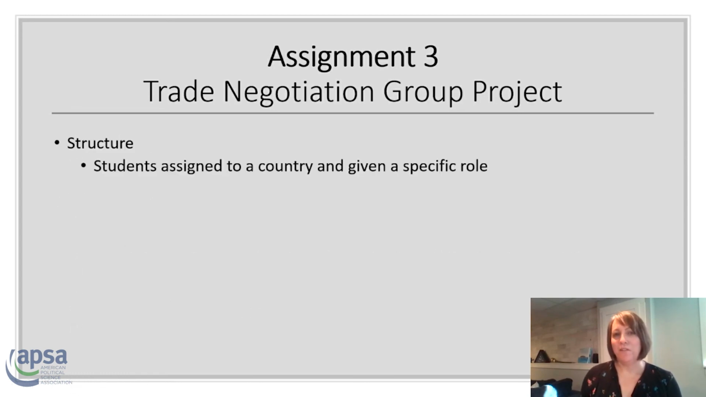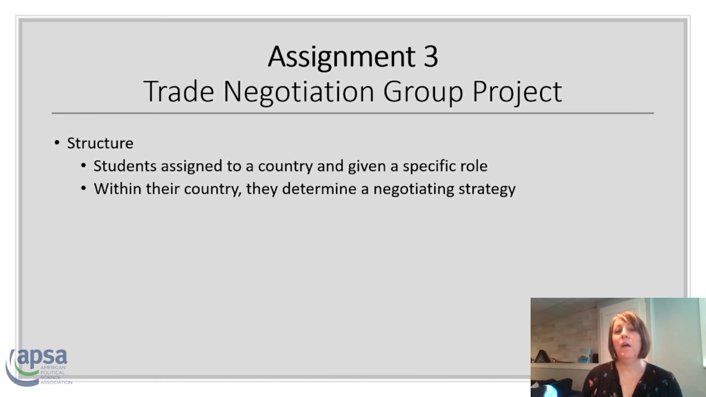All right, so here's how I structure this assignment. The students are assigned to a country, and each student is given a specific role within that country. And I thought this would be helpful for students to have specific roles so that they know exactly what they are supposed to be taking care of during this particular group project. I made this a 2-week assignment. You might want to make it longer.